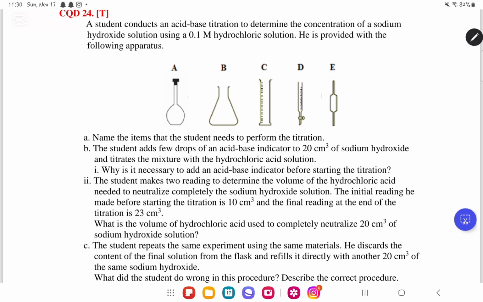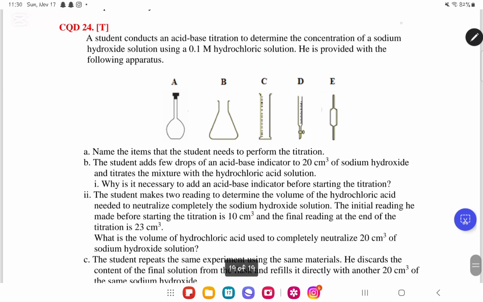A student conducts an acid-base titration to determine the concentration of a sodium hydroxide solution using a 0.1 molarity hydrochloric acid solution. He's provided with the following apparatus. Name the items the student needs to perform the titration. He needs B, which is a conical flask, D, which is a burette, and E, which is a pipette. He can also use a beaker, but here we do not have a beaker.